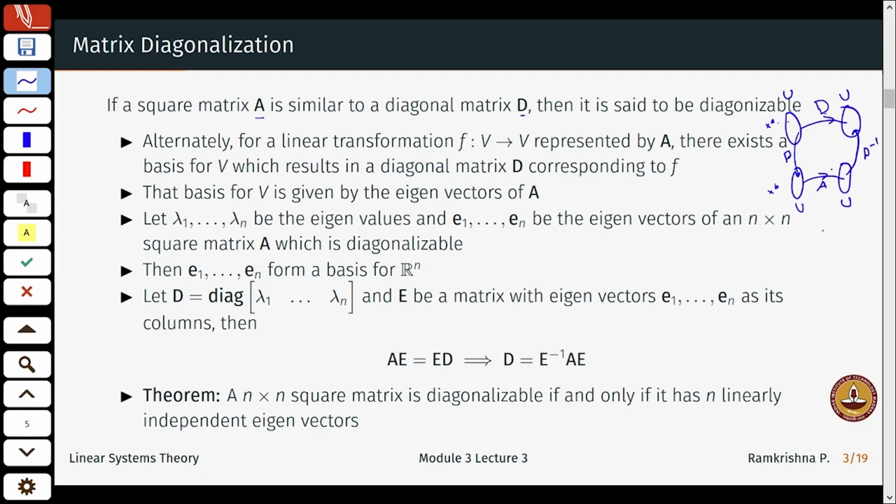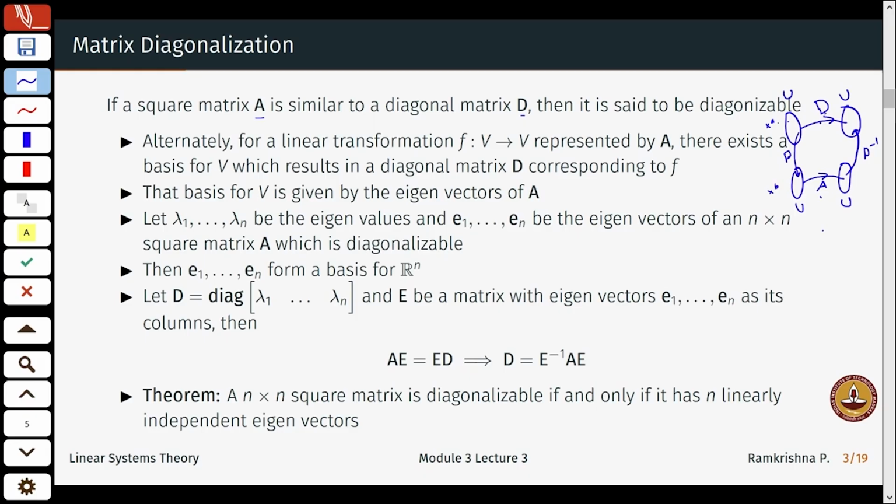And this essentially was the similarity transformation, that D is equal to P A P inverse. Okay, so that's what it means. So a square matrix A is similar to a diagonal matrix D. If this happens, then it is said to be diagonalizable, and let us see what it means in our context.